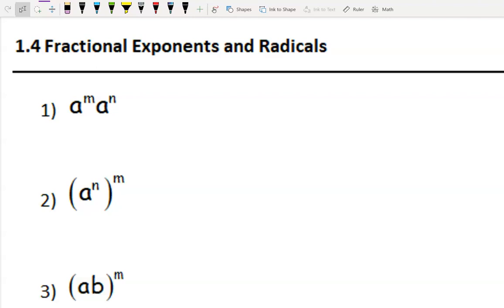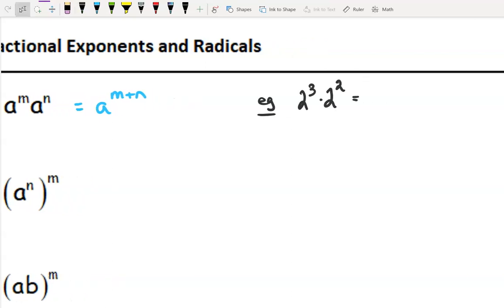If you have a to the power m times a to the power n, our rule is that we add the exponents. We should probably do a couple of examples here. What do I mean by that? Well, let's do an example. Let's say you have 2 cubed times 2 squared. If we add the exponents, it's going to be 2 to the power 5, which would be 32.